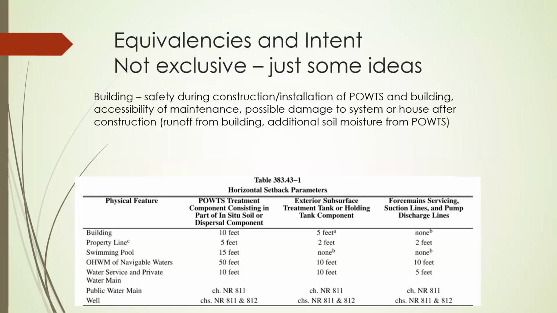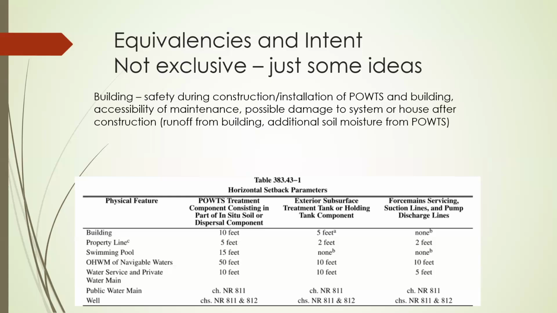So when we're talking about the setbacks, the horizontal setback parameters, and we're talking about the physical feature of a building, these are the concerns or the intent, I guess, of the code that I see. So we want, one, there to be safety during the construction and installation of the POWTS and the building, so it's safe to install. We want the system to be accessible for continuous maintenance, and we want to prevent, once the system is installed, any possible damage to the system or the house after construction.